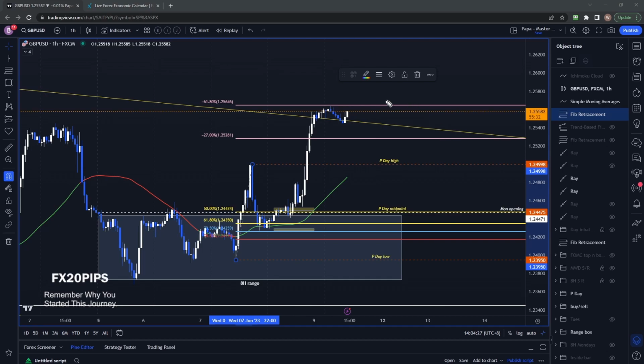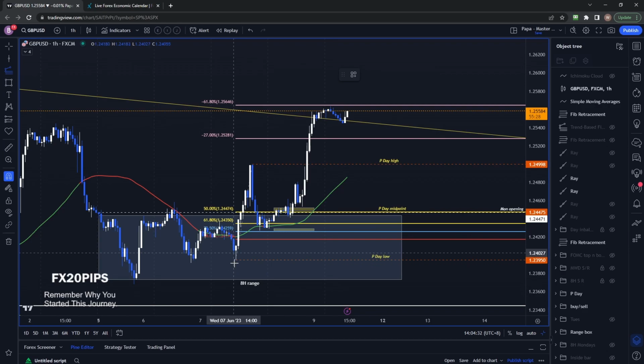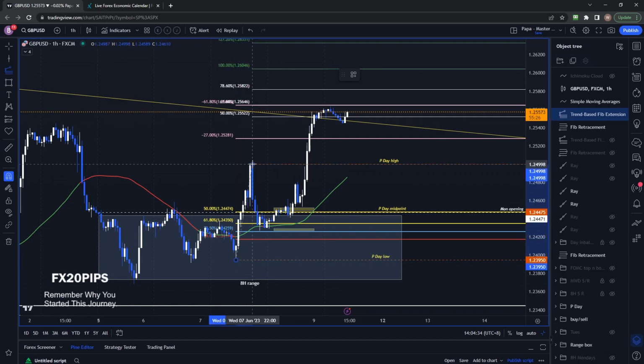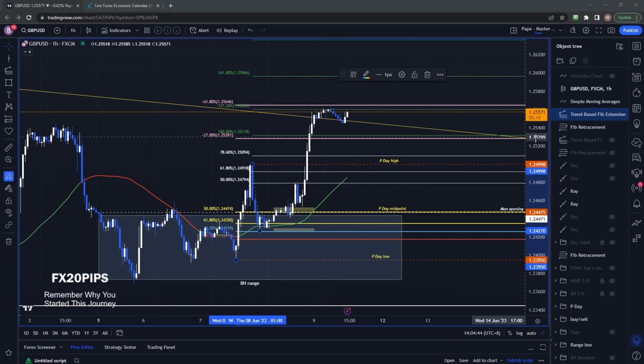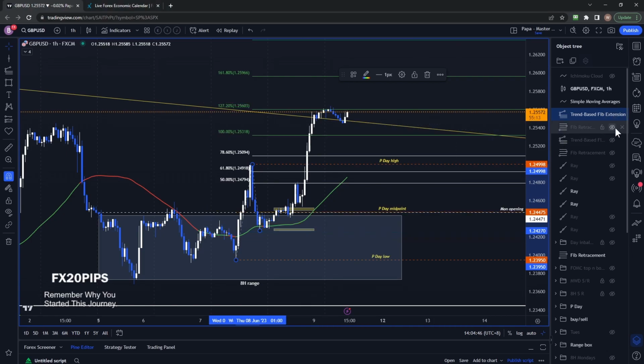And then we also did extensions, right? Remember I talked about 0.1, 0.2, 0.3. Yep. Now you can see we have touched this level. Let me remove the other fib here.